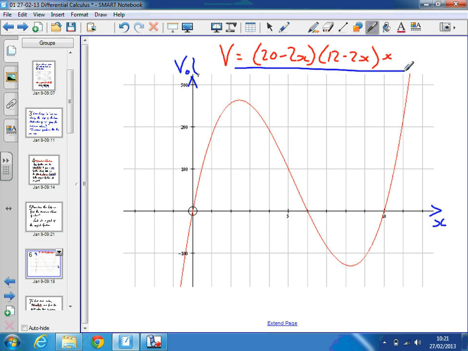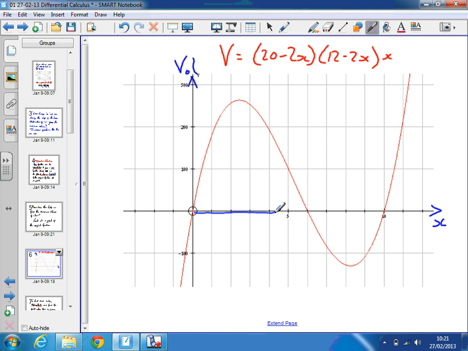That's this thing here. All I did was to type that into Autograph. Remember, Autograph only recognizes y and x as the variables, so y equals 20 minus 2x brackets 12 minus 2x brackets times x, and you would get this function, you'd get this graph. If we look at it, what it's telling us is that as I change x, remember x is the height of the box, the volume is going to change.